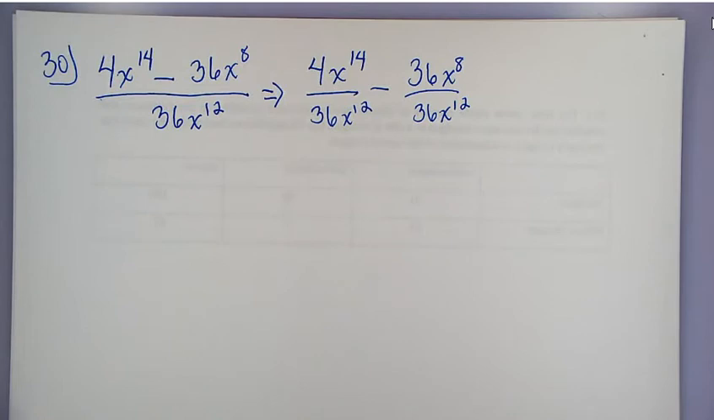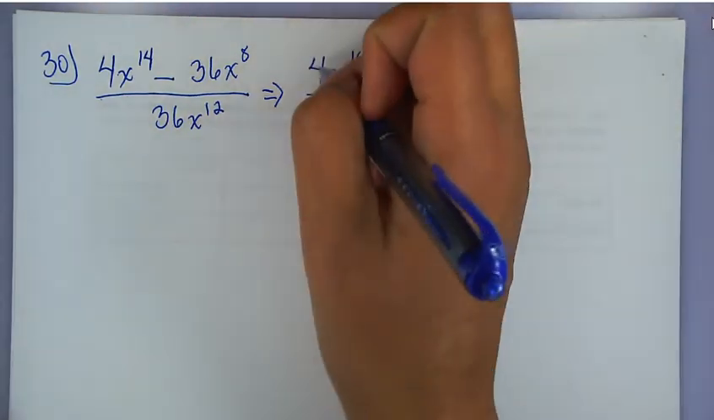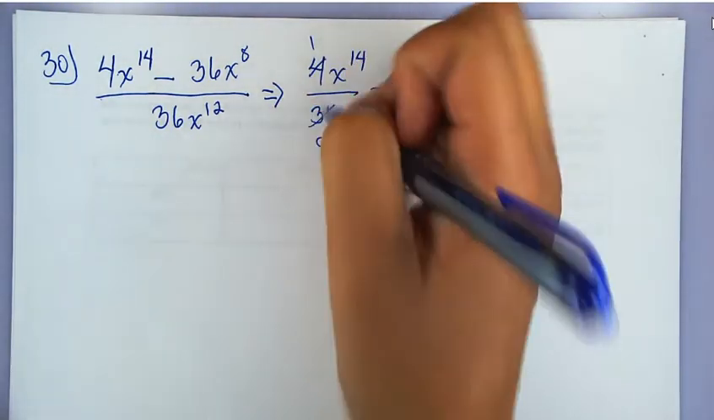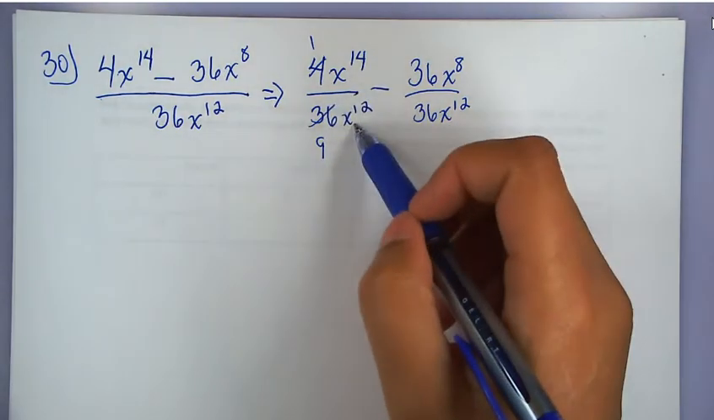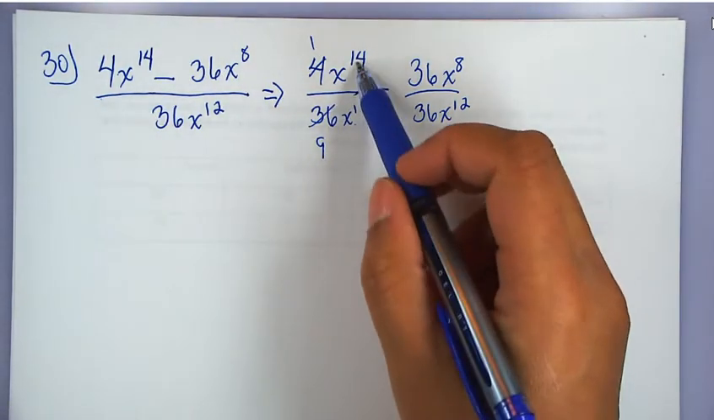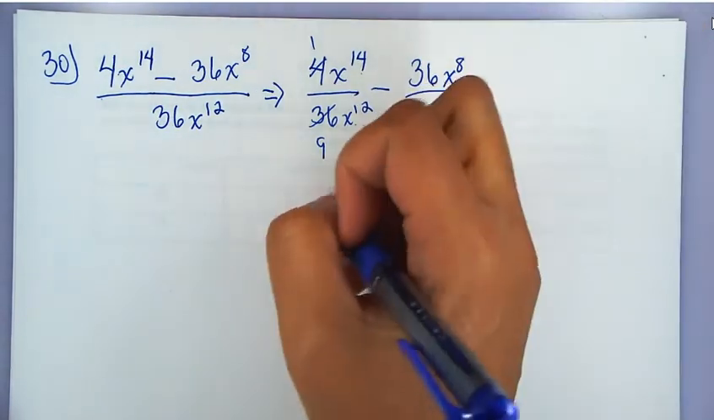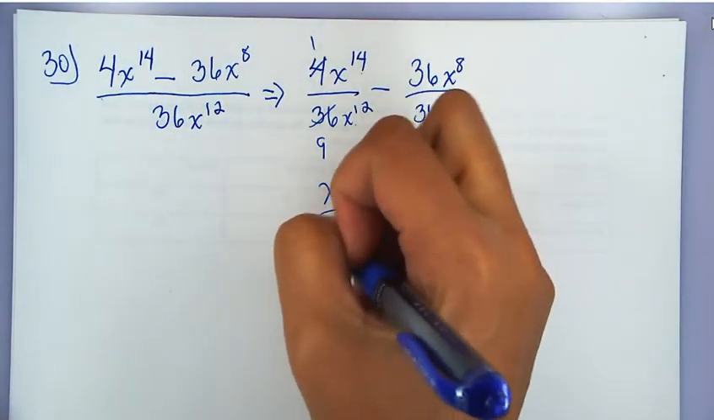Is everybody with us? We're just breaking it up. This technically is distribution. We're dividing both terms by that same divisor. Okay, so now let's simplify. What happens with the 4? Well, the 4 becomes a 1, 36 becomes a 9. Do we agree? We divide top and bottom by 4. And then we end up with x to the 12th and x to the 14th. Well, 12 of them go away, so I'm left with 2. So I'm left with x squared over 9 for the first term.